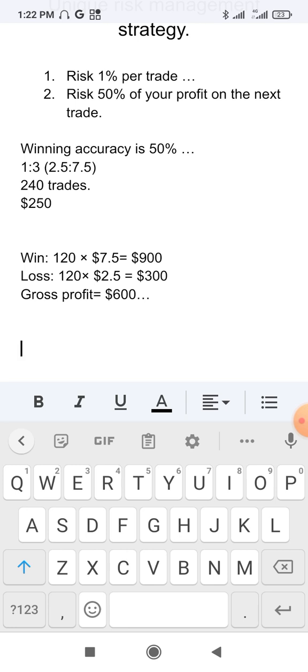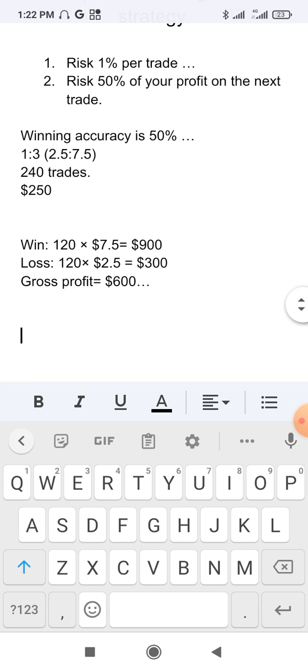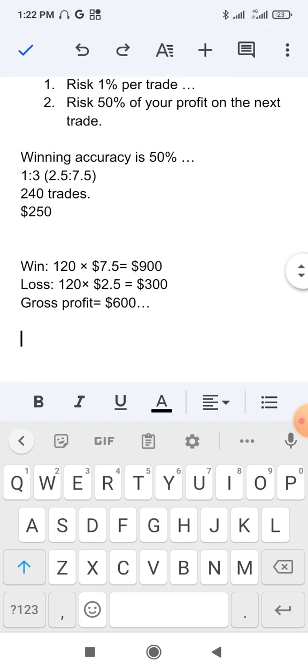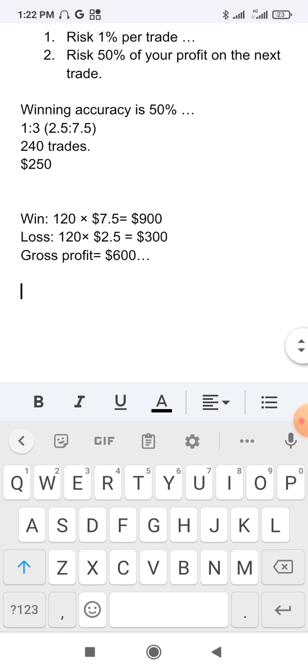We can't predict the exact amount we are going to get in a month, but we understand that at the end of the month, we will make more than we are supposed to make, even if we are just risking only 1%. So the rule is very simple: risk 1% per trade. And if you make profit on the next trade, let me tell you the simple rules.